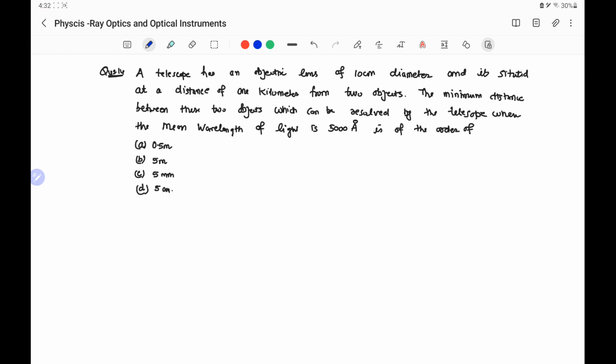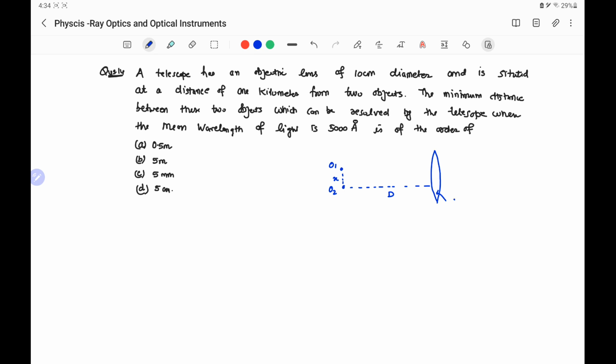A telescope has an objective lens of 10 centimeter diameter and is situated at a distance of 1 kilometer from two objects. The minimum distance between these two objects which can be resolved by the telescope, when the mean wavelength of the light is 5000 angstrom, is of the order of: options are 0.5 meter, 5 meter, 5 millimeter, and 5 centimeter. As per the question, suppose there are two objects, say O1 and O2. These two objects have the separation x, and at a distance, say D, there is an objective lens.